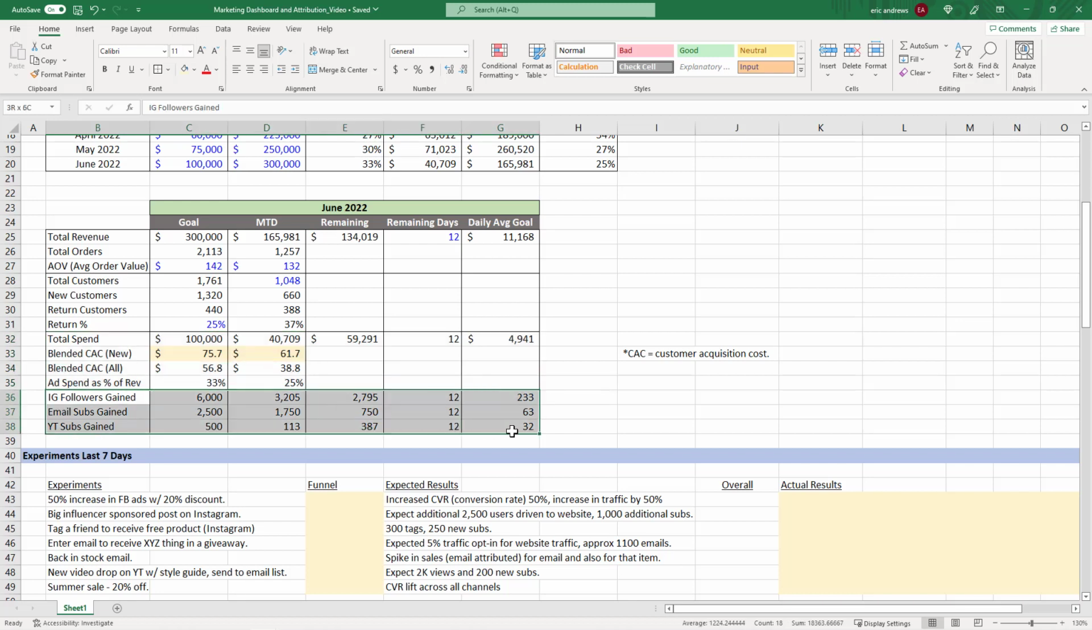And then the fourth, I like to include something around lead generation. So that's sort of like mid-funnel. How many people are we capturing their information? So goal, 300K in revenue, month to date 165.